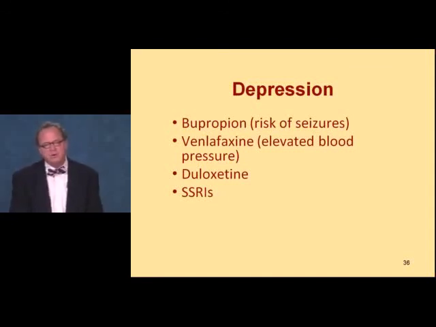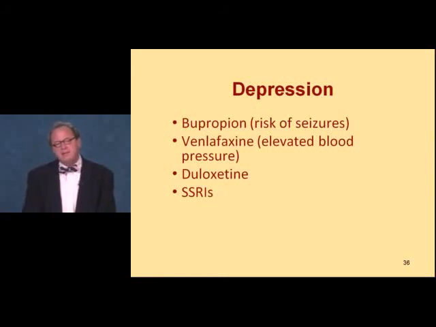Venlafaxine or Effexor is something I also use, and again, it is a bit more energizing. It can elevate blood pressure, but I don't see that commonly. And you want to start again at 37.5 milligrams and go up slowly. Duloxetine or Cymbalta is a newer antidepressant that increases both serotonin and norepinephrine, as does venlafaxine, and we've had some success with it. And finally, at times I will use SSRIs to treat depression, although again I find them to be a bit activating in these people and tend to stay away from them.